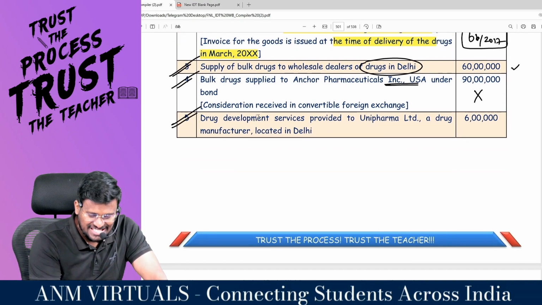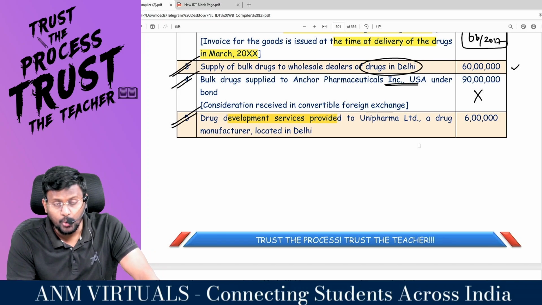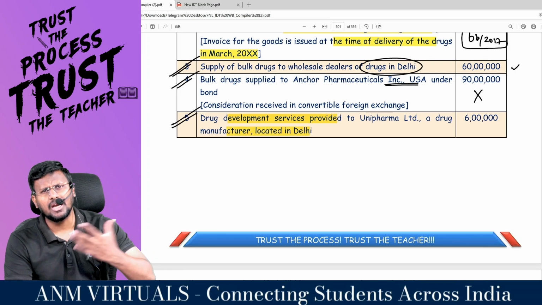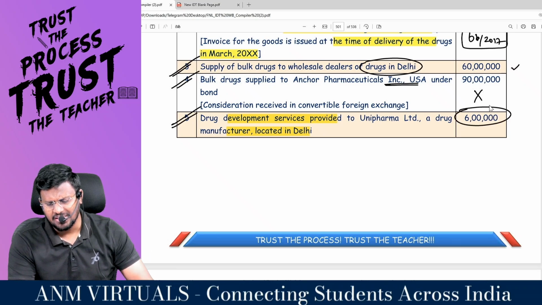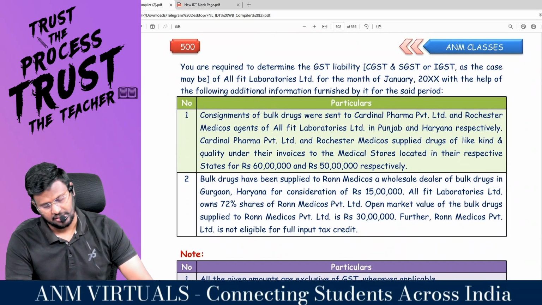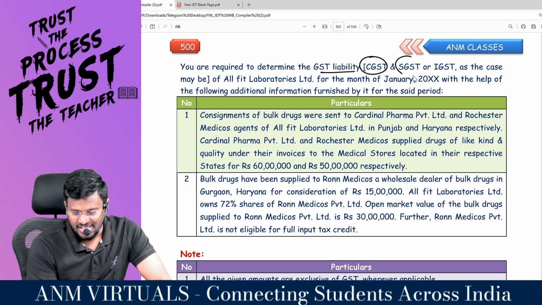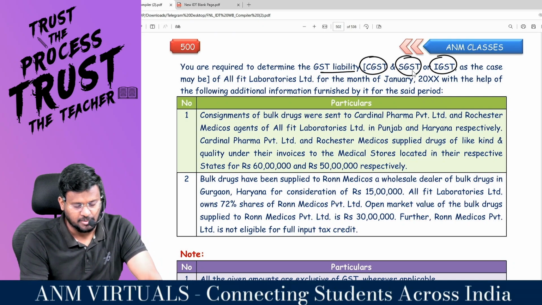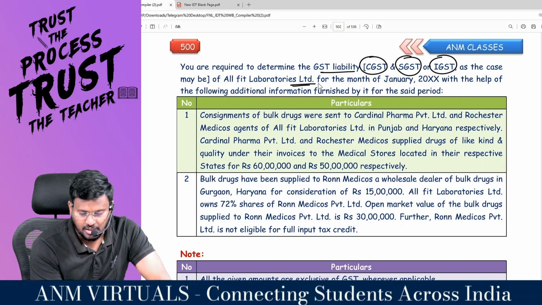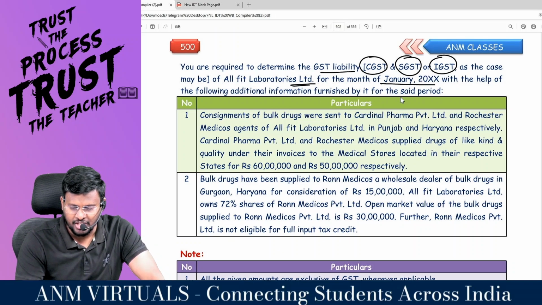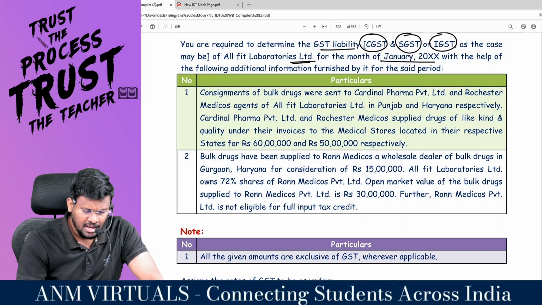Drug development services provided to Unipharma Limited, a drug manufacturer located in Delhi. Local supply of services, normal CGST and SGST has to be collected. You are required to determine the GST liability, which is CGST, SGST, or IGST, as the case may be, of Allfit Laboratories Limited for the month of January, with the help of the following additional information furnished by it for the said period.